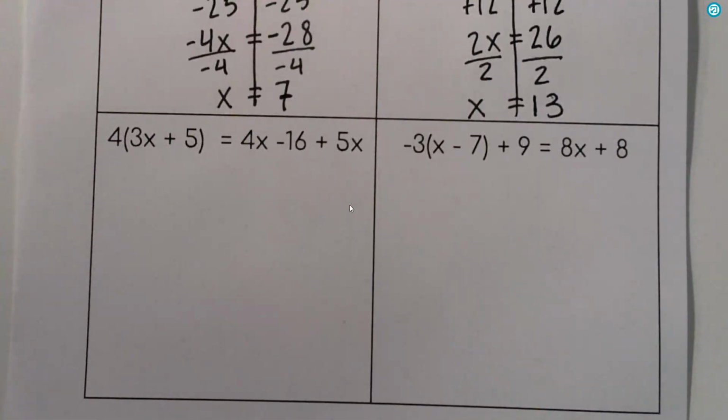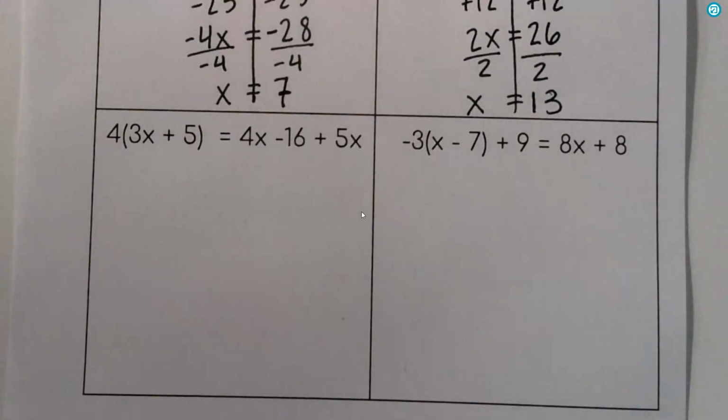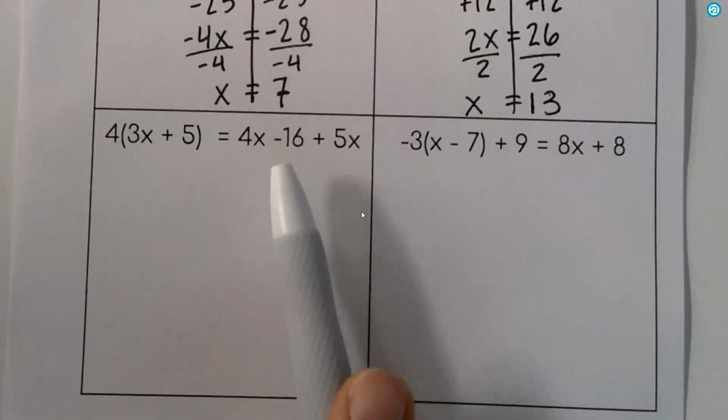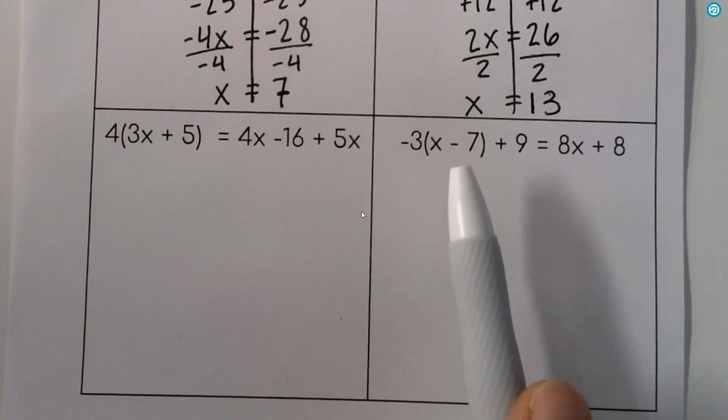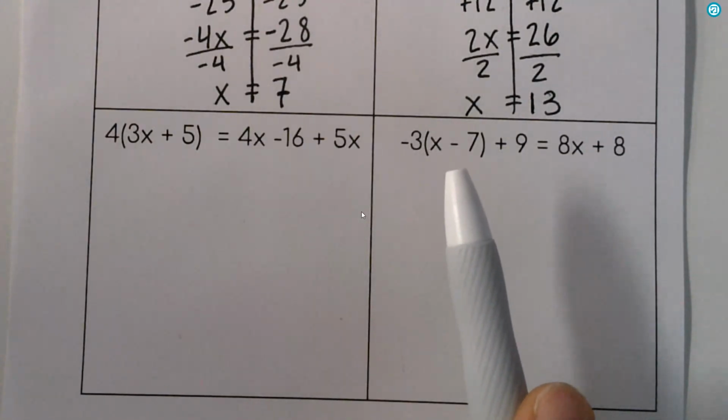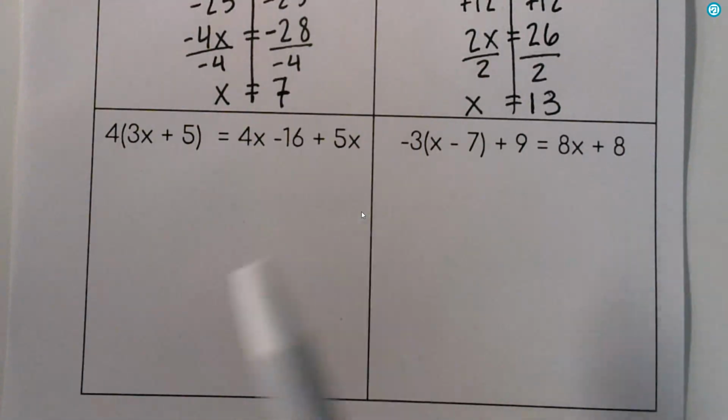The reason why we have two more, this one we have to distribute on one side and combine like terms on the other side. This one we're going to distribute and combine like terms on the same side. So it's just that prep work. If you guys haven't noticed, the ends of our equations always end up the same. Those last two steps are always the same. It's the steps, we're adding on steps at the beginning.